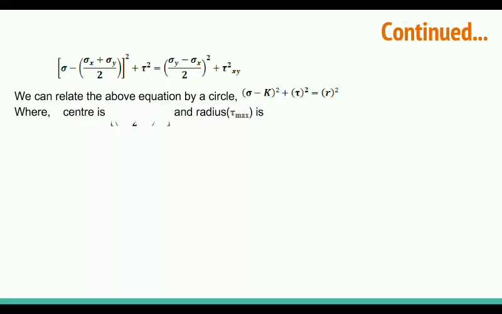Where the center is (sigma x plus sigma y)/2, 0, and the radius is tau max. The radius is also what we can call the maximum shear stress, and the notation we have written is tau max. That is the square root of ((sigma y minus sigma x)/2) whole squared plus tau squared xy.